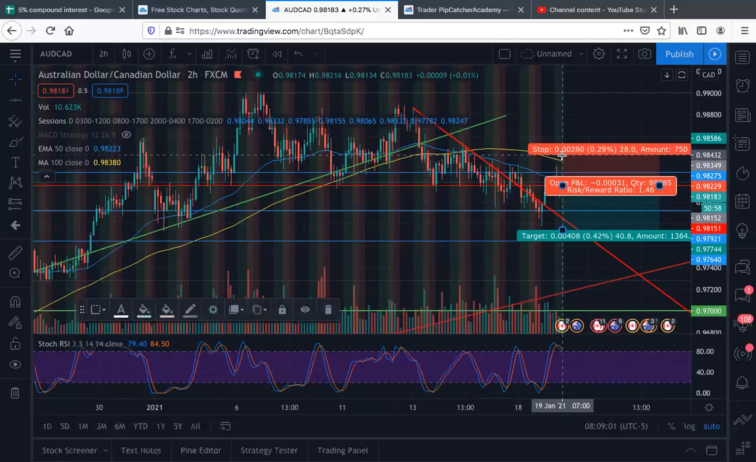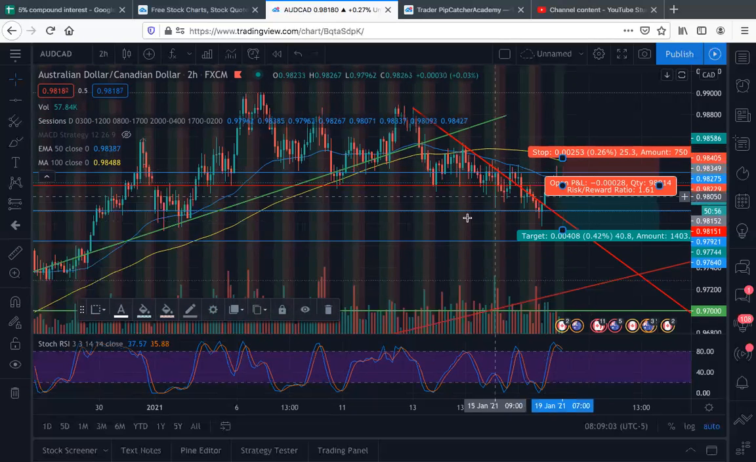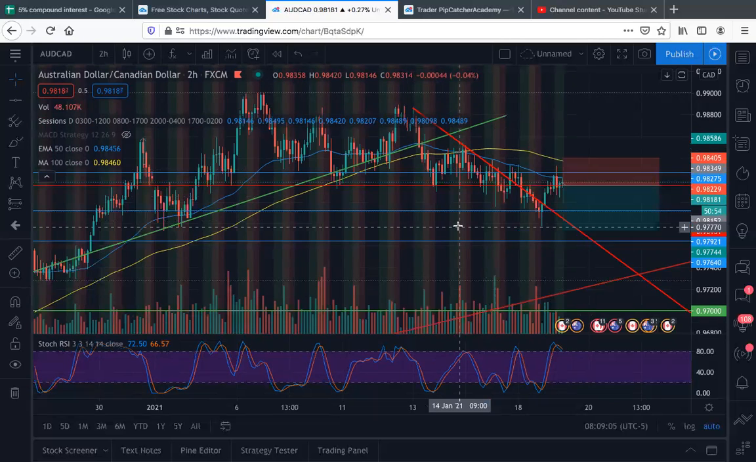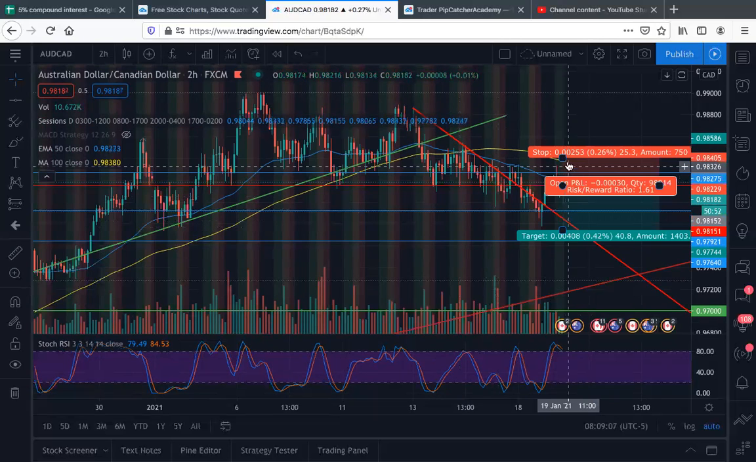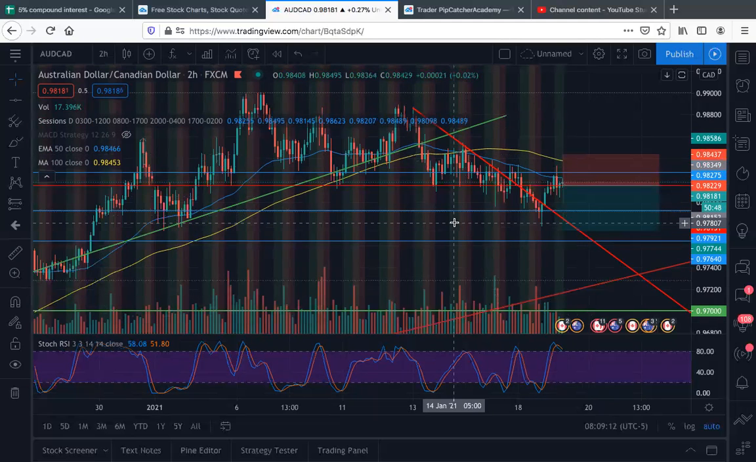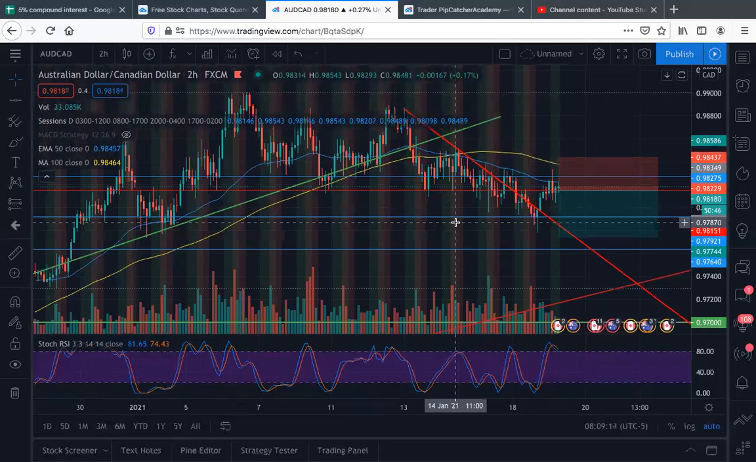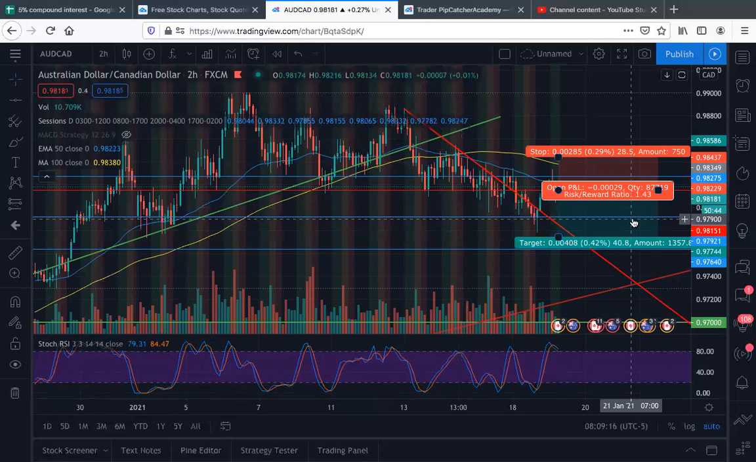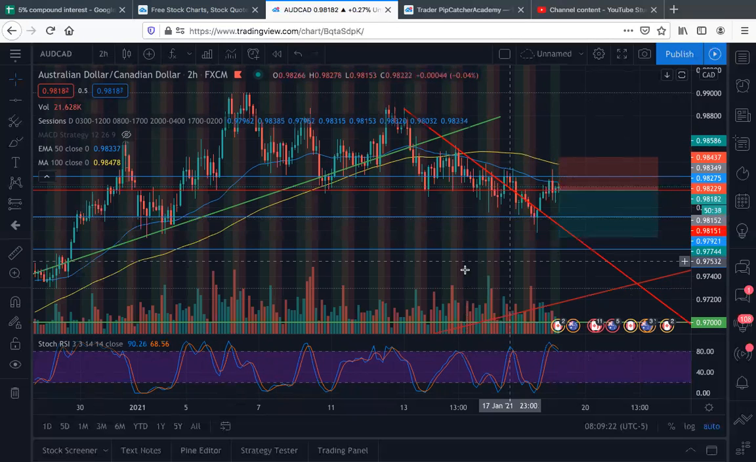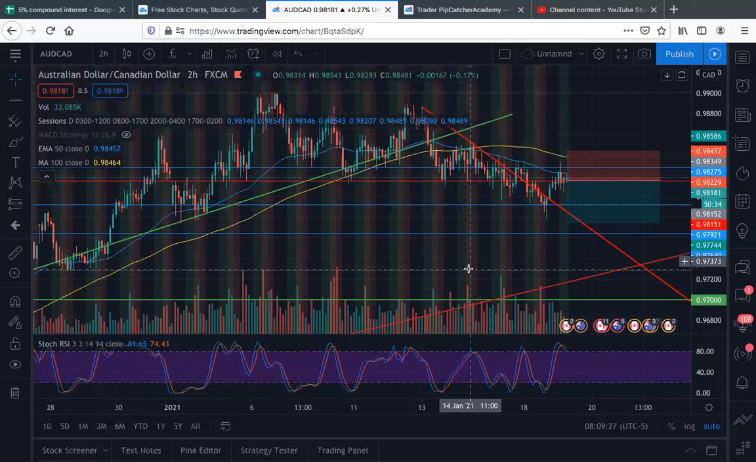Possibly you may be able to shorten it up just a little bit, maybe to 25 pips. That'll give you a 1.6. All right, just outside of that 100 period moving average. Okay, so that's giving us a 1.4 to 1 risk to reward ratio.